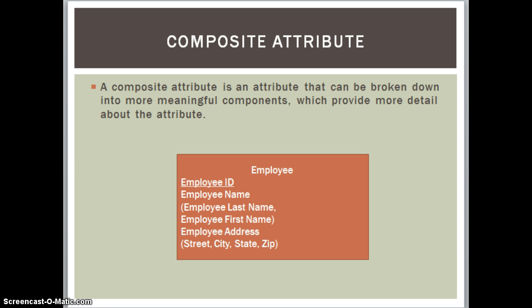A composite attribute is one that can be broken down into different meaningful components. Here, if we look at the entity type employee, we can see that the attribute employee name can be broken up into employee last name and employee first name. We can also take a look at the employee address attribute, which can also be broken down into street, city, state, and zip.